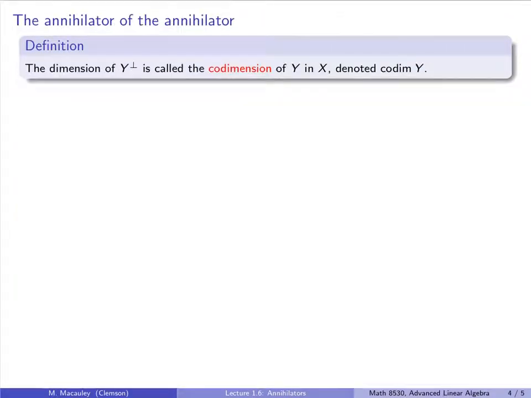Motivated by the previous theorem, we will define the dimension of y perp to be the codimension of y in x, and we'll write that co-dim y. I don't know how to say it, just say codimension. Now, one thing you may be wondering is, well, this should remind you of the orthogonal complement, assuming you've seen that before.